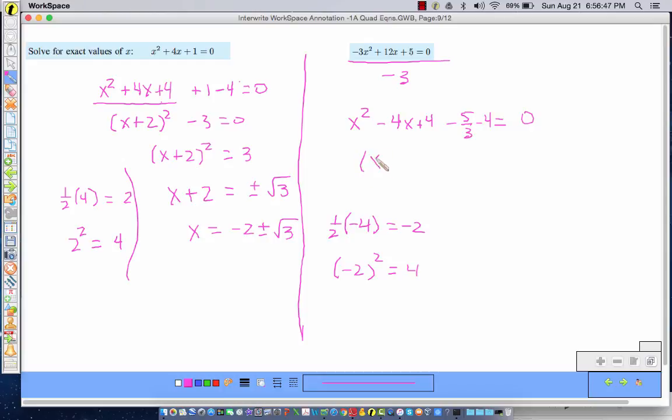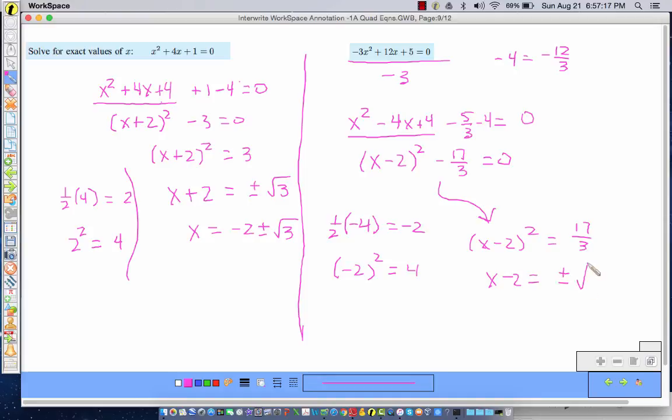So now I factor this. X minus 2, the quantity squared, comes from here. That's the whole reason I did that. Negative 4 minus 5/3. Well, negative 4 is the same thing as negative 12/3. So that's going to be minus 17/3 is equal to 0. I'm going to move over here a bit. So x minus 2 squared is equal to 17/3, adding it to both sides. X minus 2 equals plus or minus the square root of 17/3. So x equals 2 plus or minus the square root of 17/3.